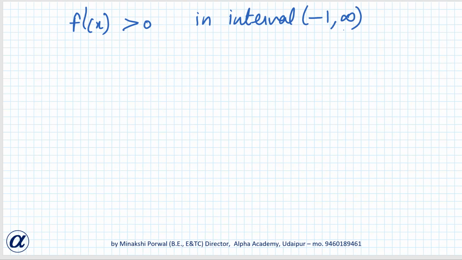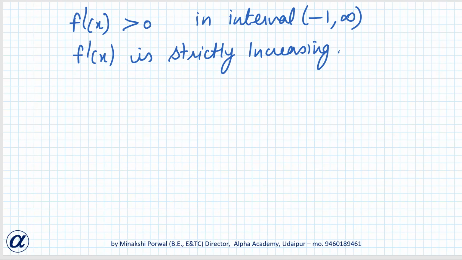Whenever there are two intervals lying close to each other, if in one of them it is increasing, in the other definitely it will be decreasing, or the opposite, always. Anyway, we have to check every time, but it is true. So f'(x) will be greater than 0 in the interval minus 1 to infinity, so it is strictly increasing. Okay.